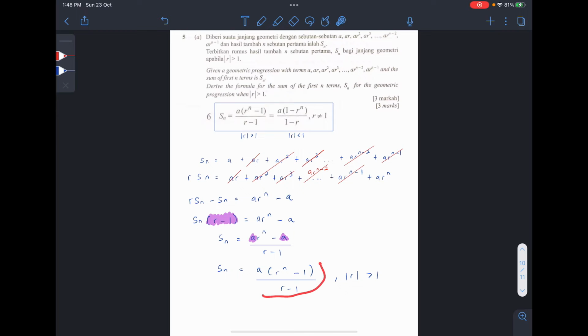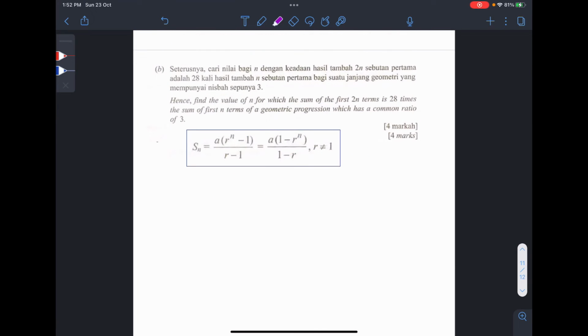And if you guys notice, if you check this out, the formula is exactly the same as the one that we have at the top, right? So we have successfully derived our formula, and that is how you get your first 3 marks of the question.